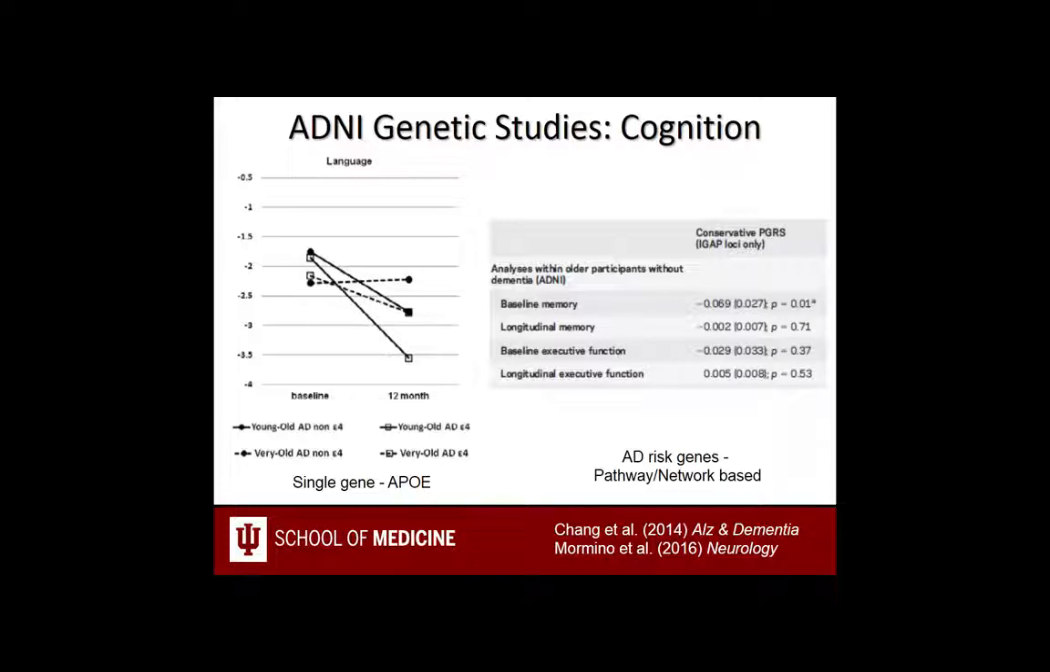You can look at single gene, again ApoE, which in this case was interacting with age to lead to greater decline in language function.